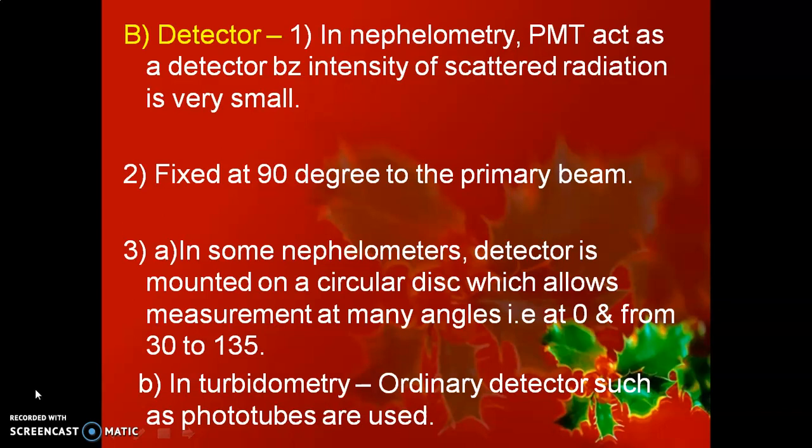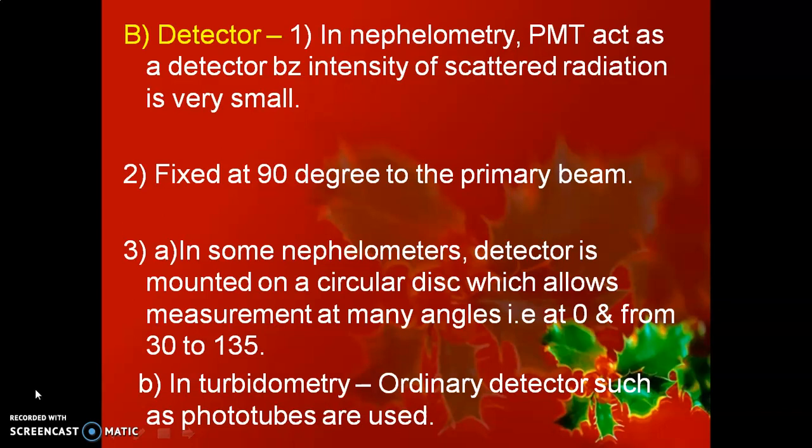In nephelometry, a photomultiplier acts as the detector because the intensity of scattered radiation is very small. In the photomultiplier detector, as we have already seen, a cathode is present, an anode is present and a series of dynodes are present. From a single radiation we can generate a number of electrons. So multiplication of electrons is more, and amplification of current is more. This detector is very sensitive and gives better results. Hence we can use the photomultiplier detector here.